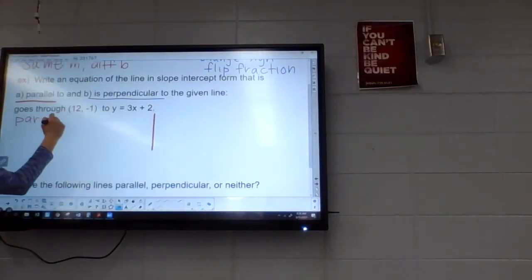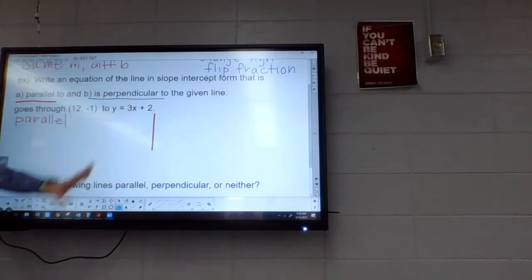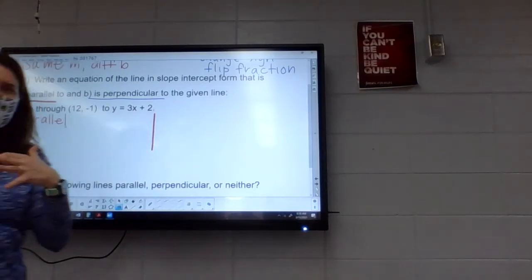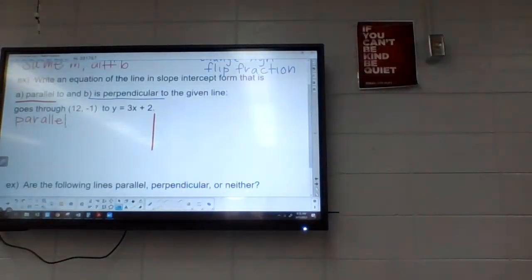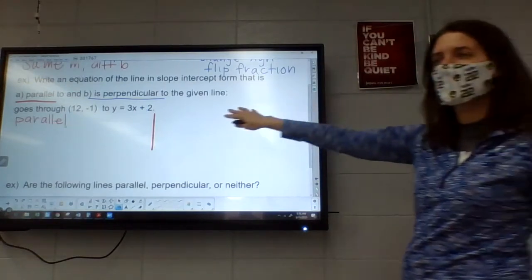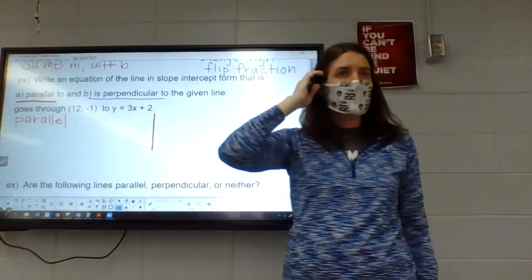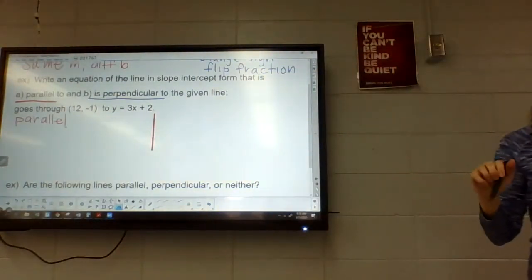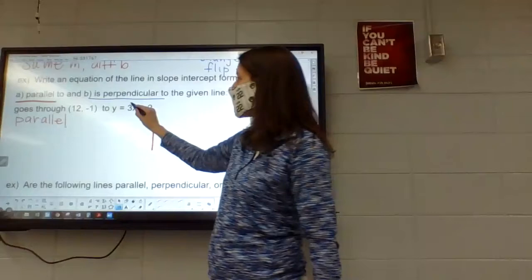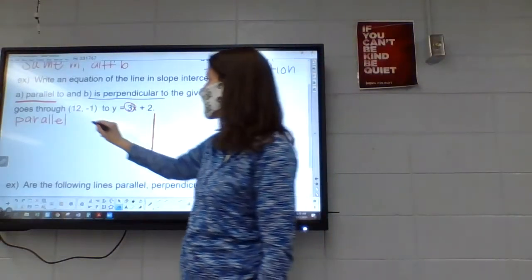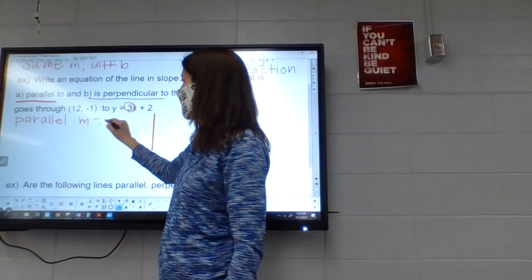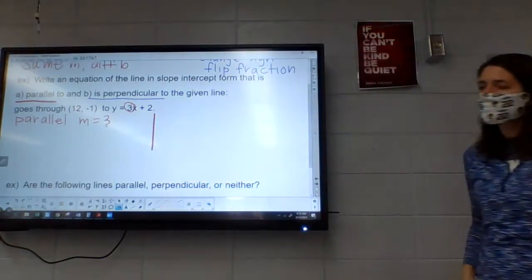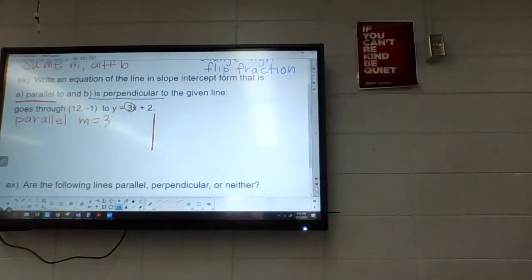So parallel, and the equation they give us is y equals 3x plus 2, and they give us the same point for each of them just so we can work with the same numbers. But if it's parallel, what are we going to take from that equation? What are we taking? Yeah, Reagan? The slope. So our slope for parallel means it's going to be the same. So we're going to use that 3. Parallel, so our slope is 3.